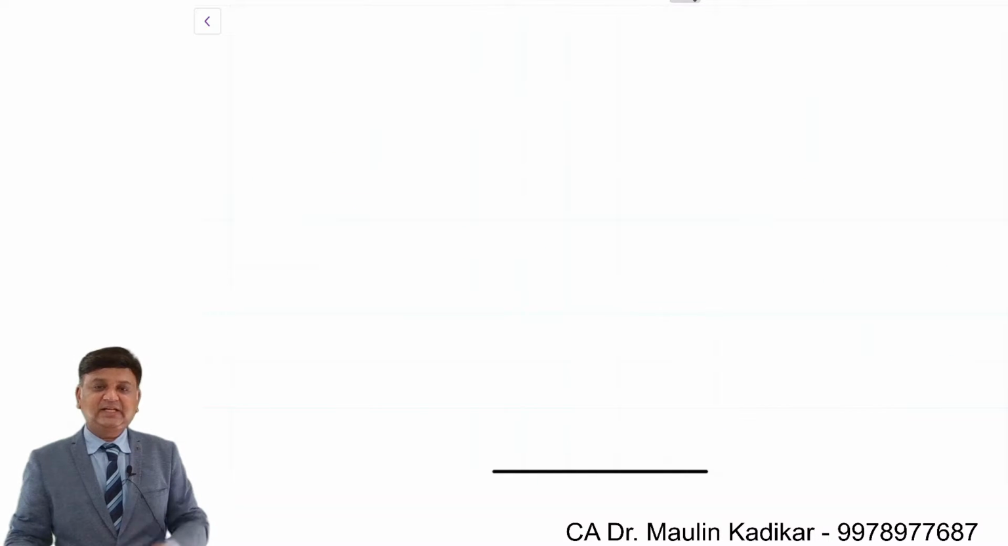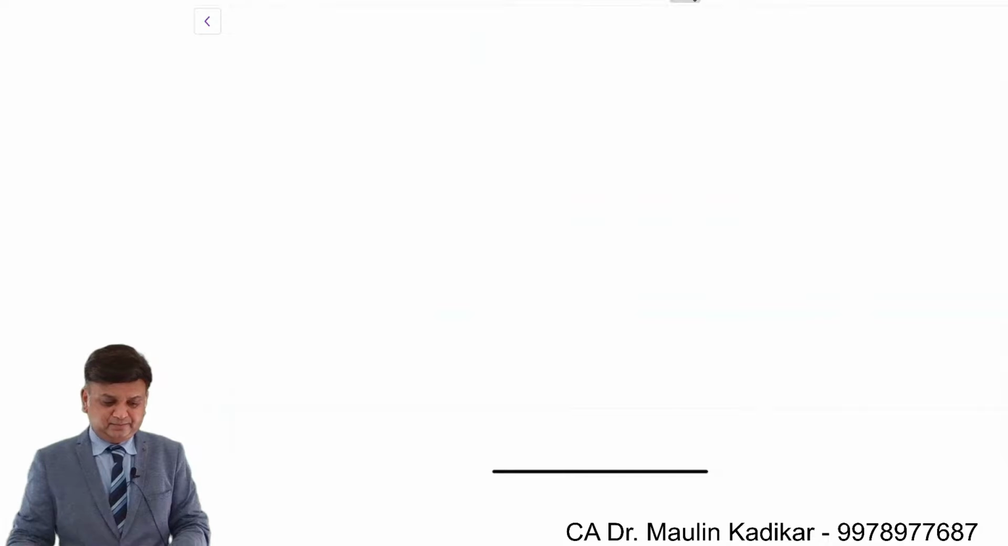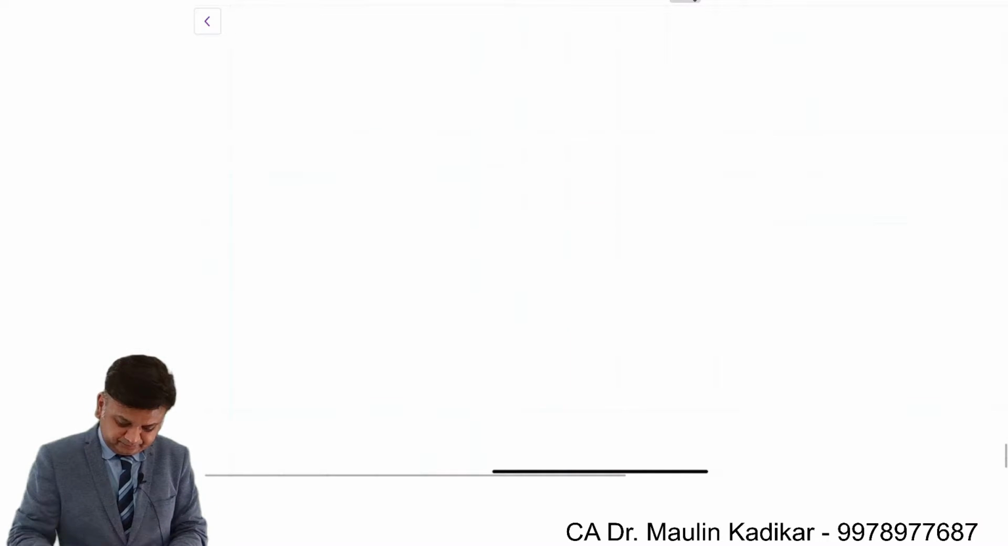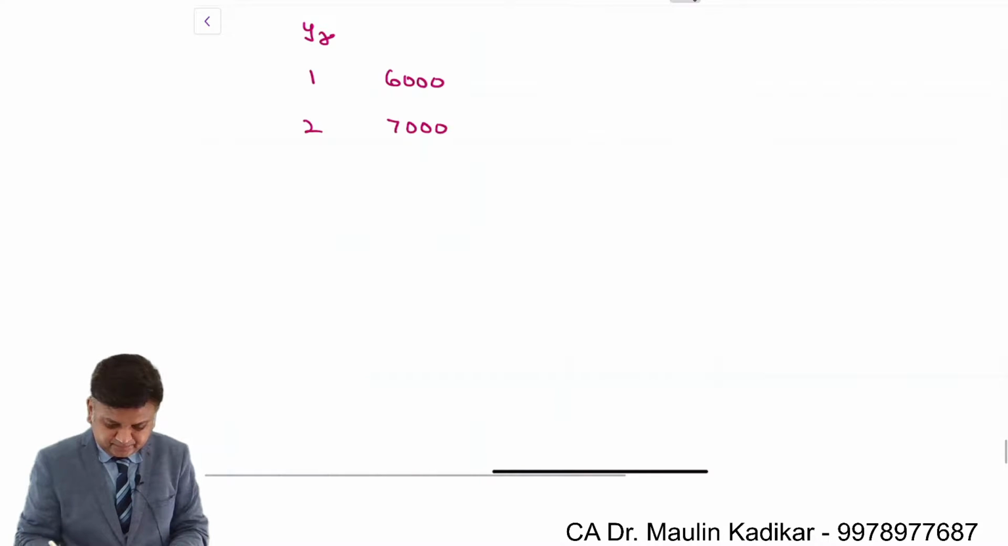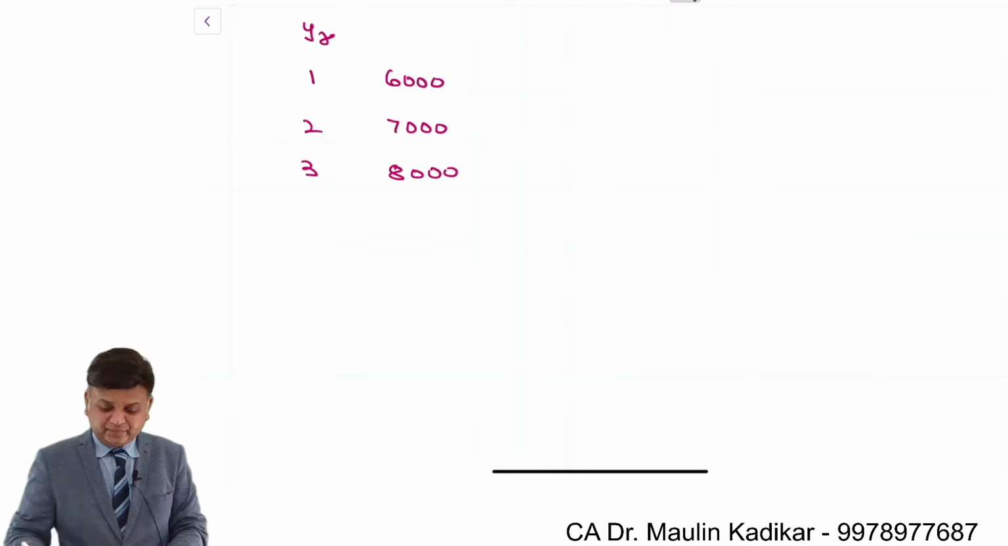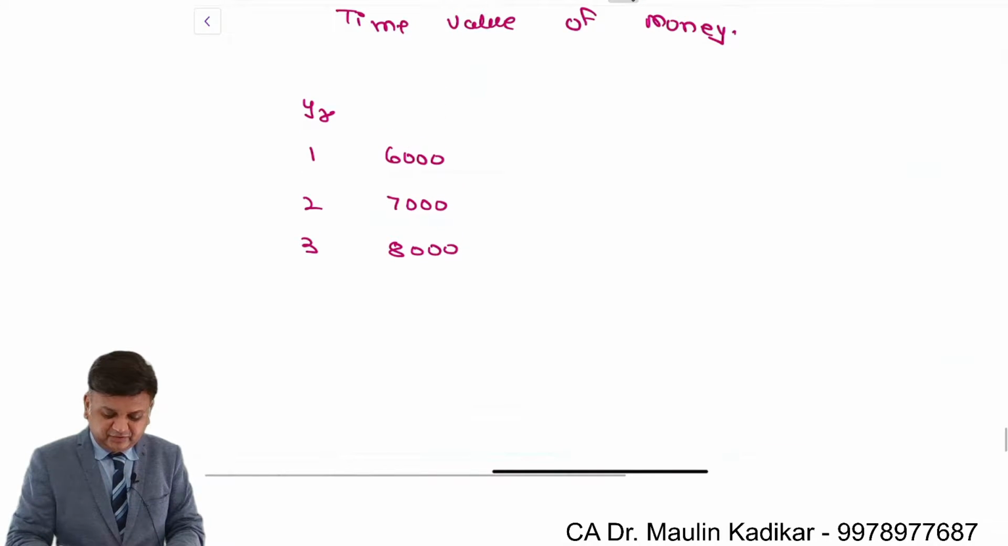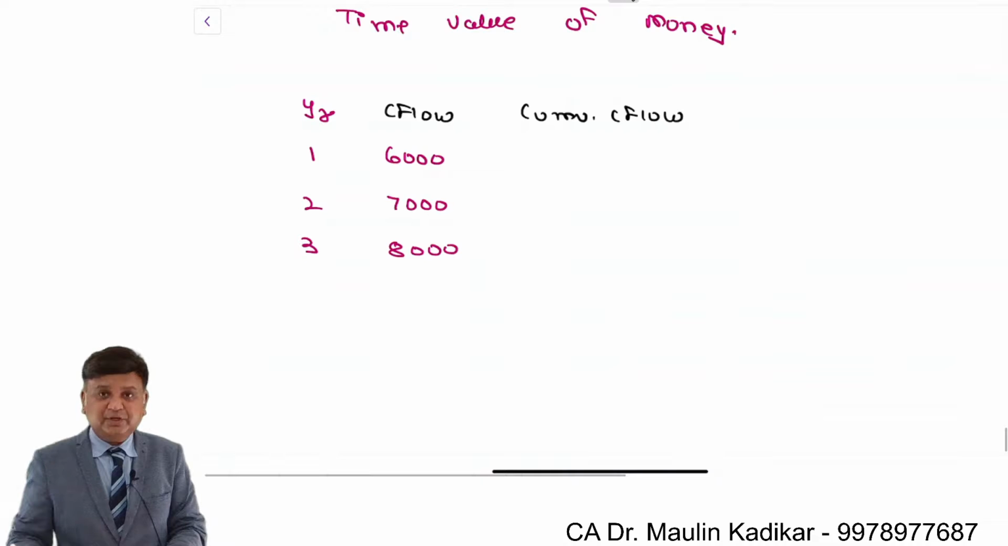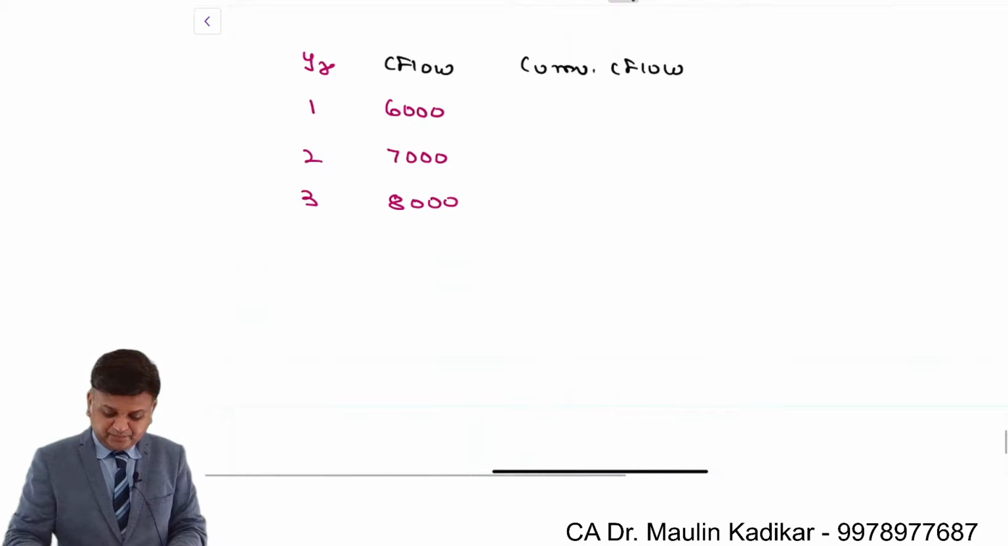So let us understand how to calculate the payback period. Everybody is requested to pay attention. Let me explain to you. First year cash inflow is 6,000. Second year cash inflow is 7,000. And third year cash inflow is 8,000. Dear students, first of all, we will make the computation of cumulative cash flow.